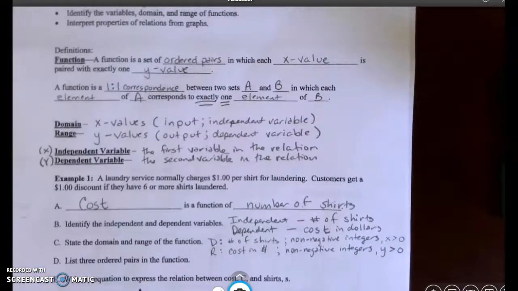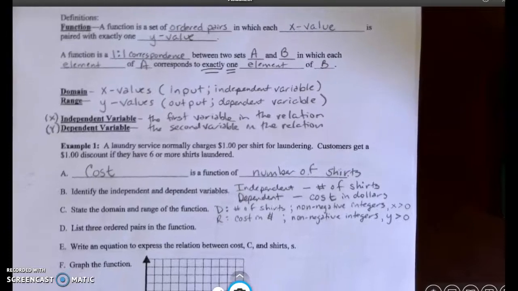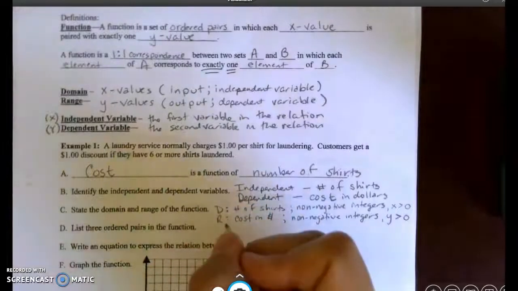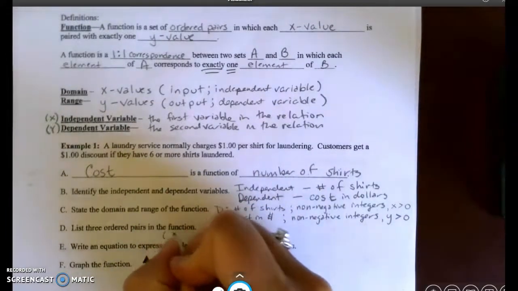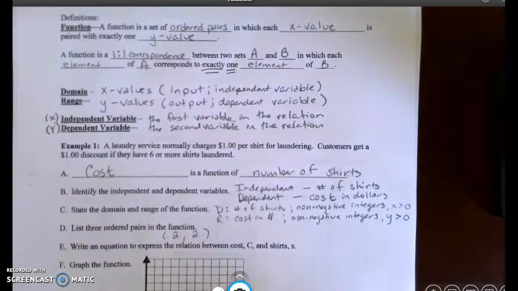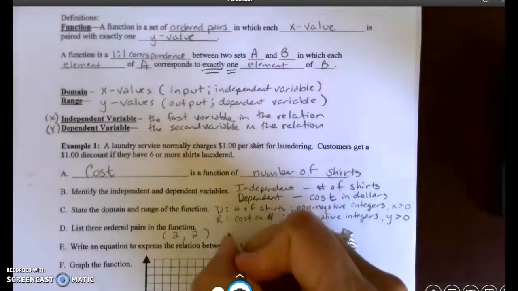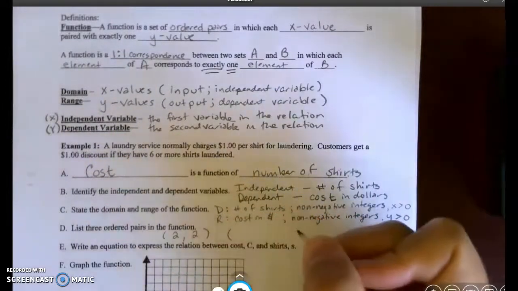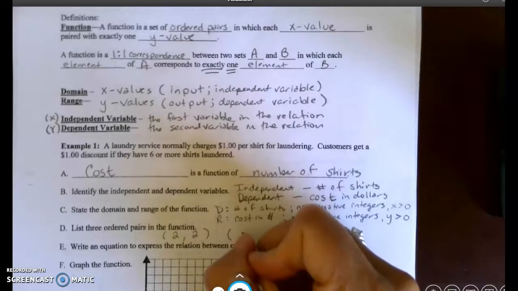I'll list one, and then I'd like you guys to go ahead and list some ordered pairs. So for instance, if I give the laundry service 2 shirts, I'm going to pay $2. I'd like you to give some other instances of ordered pairs. You can give more than 3, but at least give a couple more instances. Let's see, I'm going to say I could have 5 shirts, that would be $5.